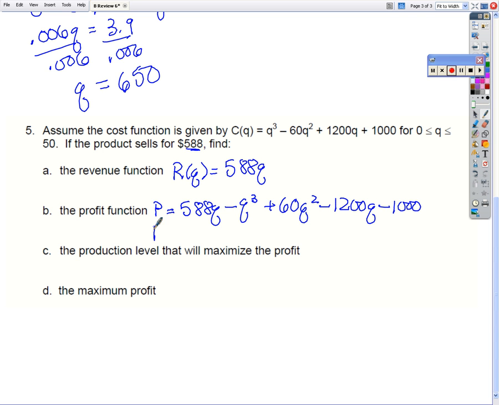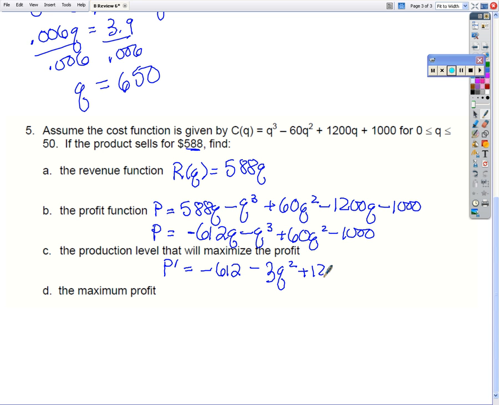Let's simplify any like terms. 588 minus 1,200 is negative 612, minus q to the third plus 60q squared minus 1,000. Okay, to maximize the profit, we have to find the derivative of p. Set it equal to 0.